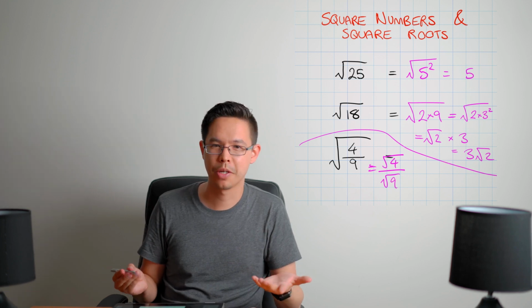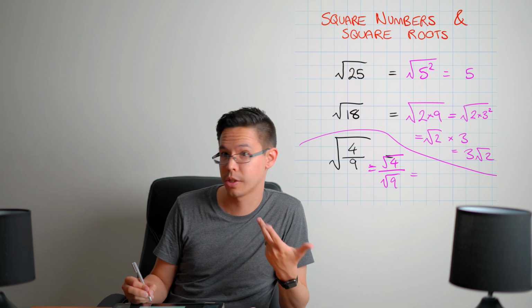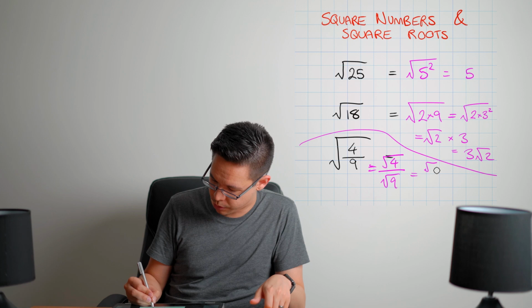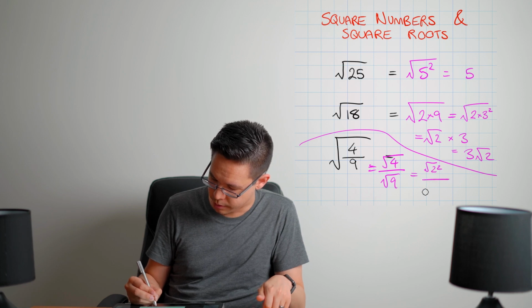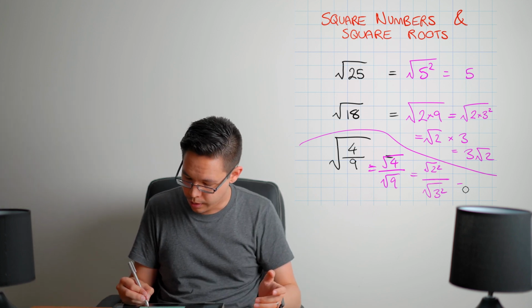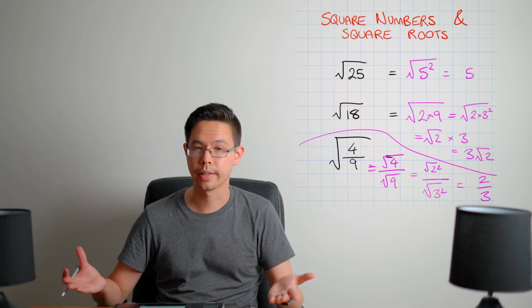Turns out that I've chosen the question to work with me here. So square root of 4, well, 4 is a square number, 2 and 2. So that's going to be the square root of 2 squared. And 9 is the same thing as 3 squared, and we know that squares and square roots cancel each other out, and our answer is basically 2 over 3, or 2/3 is our final answer.